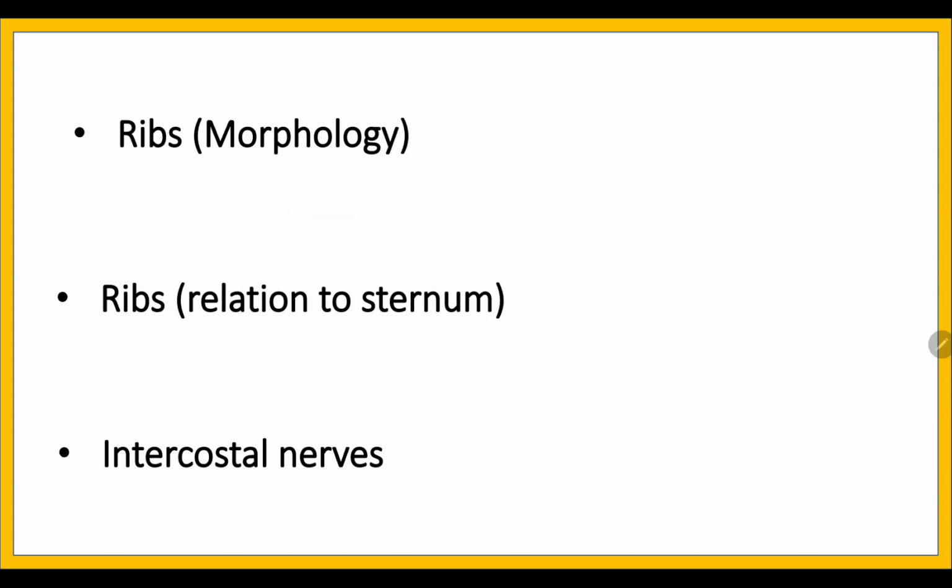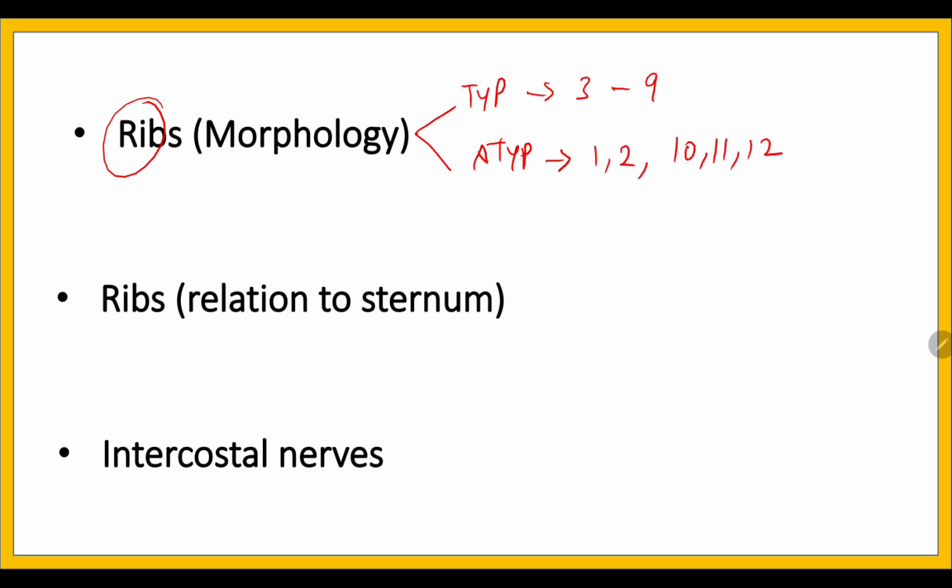Next, coming to morphology of rib. When we take morphology of rib, we classify into typical and atypical. Rib is 3 letters, so we'll remember like 3. A typical rib has 3 important features, so 3 3s are 9 is the mnemonic what you're going to remember. Atypical ribs are 1, 2, 10, 11, 12.